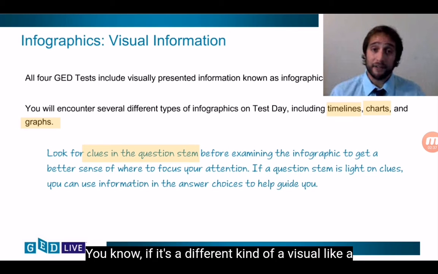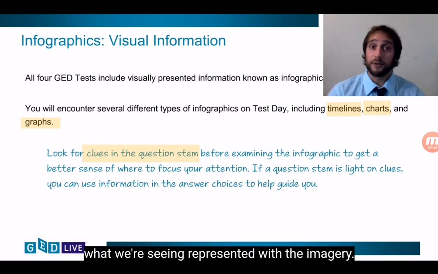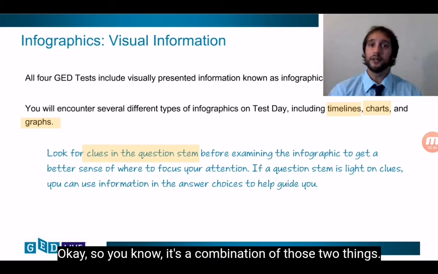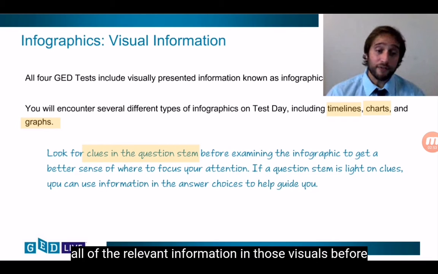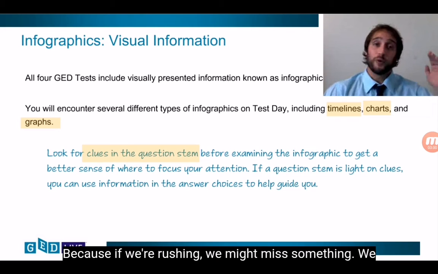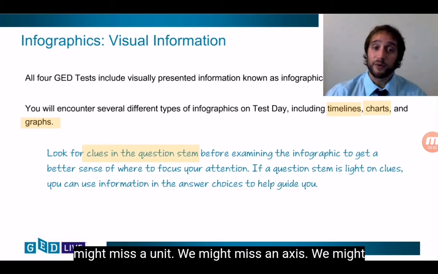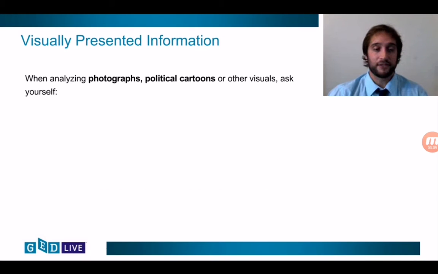If it's a different kind of visual, like a political cartoon, think about the text and what we're seeing represented with the imagery. So it's a combination of those two things, but we definitely want to make sure that we really examine all of the relevant information in those visuals before we start to deal with the answer choices. Because if we're rushing, we might miss something. We might miss a unit, we might miss an axis, we might miss something important. So really make sure you consider that visual before you dive into the answer choices.